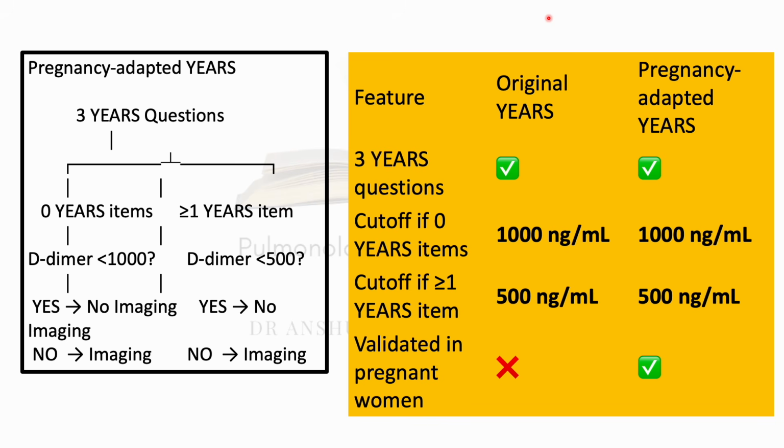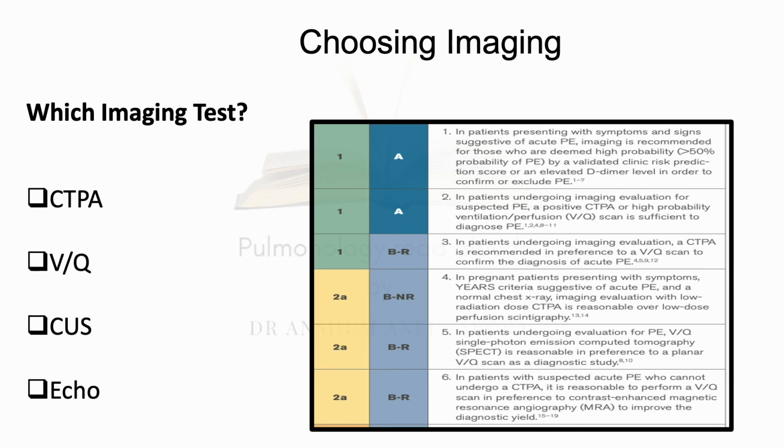So why is it called pregnancy-adapted? Because the adaptation is not the threshold, it's just the validation in pregnant females. So here for our patient, we are using YEARS criteria to continue to take a decision of imaging. Now comes the question, the hard one: which imaging to choose? CTPA, VQ scanning, compression ultrasound of the lower limbs, or an echo.